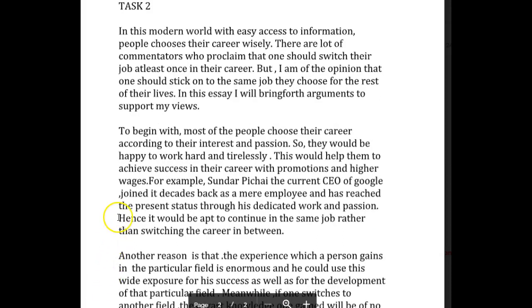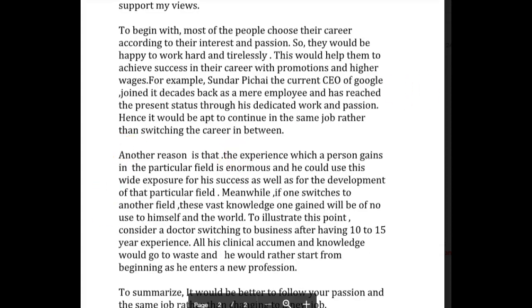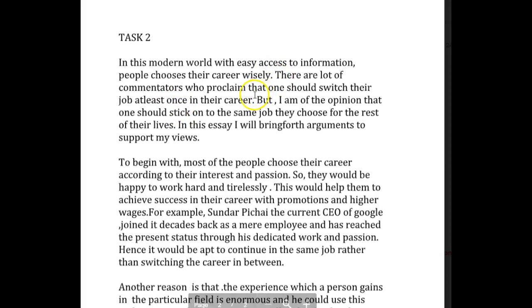Okay, and here it is. In this modern world, with easy access to information, people choose their career wisely. There are lots of commentators who proclaim that one should switch their job at least once in their career. Okay, you can't start a sentence with but. It has to be a different linker like yet or however. So let's try that. However, I am of the opinion that one should stick to the same job, get rid of on. One should stick to the same job they choose for the rest of their lives. In this essay, I will bring forth arguments to support my views.